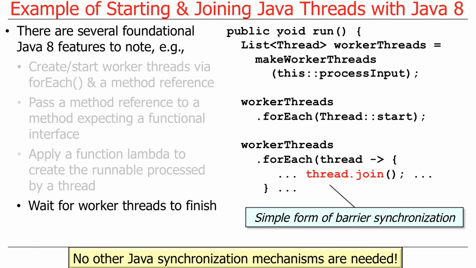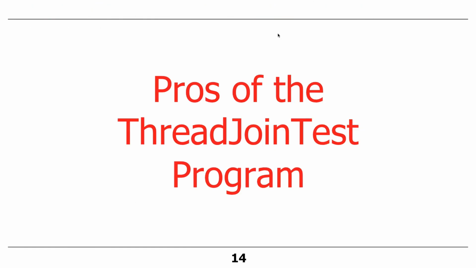No other Java synchronization mechanisms are needed in this simple example. The reason they're not needed is because it's embarrassingly parallel. As a consequence, there are no other dependencies other than just waiting for things to be done. If it was not embarrassingly parallel, we would need other synchronization mechanisms in order to protect the data and make sure it wasn't corrupted from simultaneous access. That, of course, is the challenging part of concurrency.